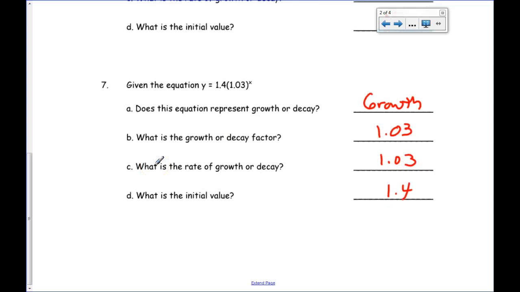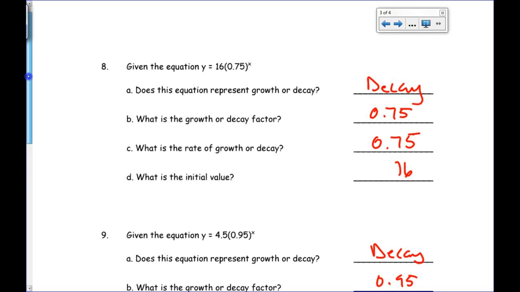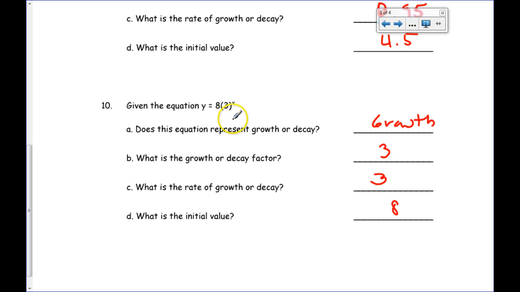Okay, so on this one, we have a growth factor because it's above 1. It's 1.03, and the initial value is 1.4. On the next page, you should have gotten a decay because the factor is 0.75, which is less than 1, and the initial value is 16. Going on down, this would be a decay because it's less than 1. It's not much of a decay, but it's still a decay. It's very slow. 0.95, and the initial value is 4.5. And then last was growth. The factor is 3, and the initial value is 8.